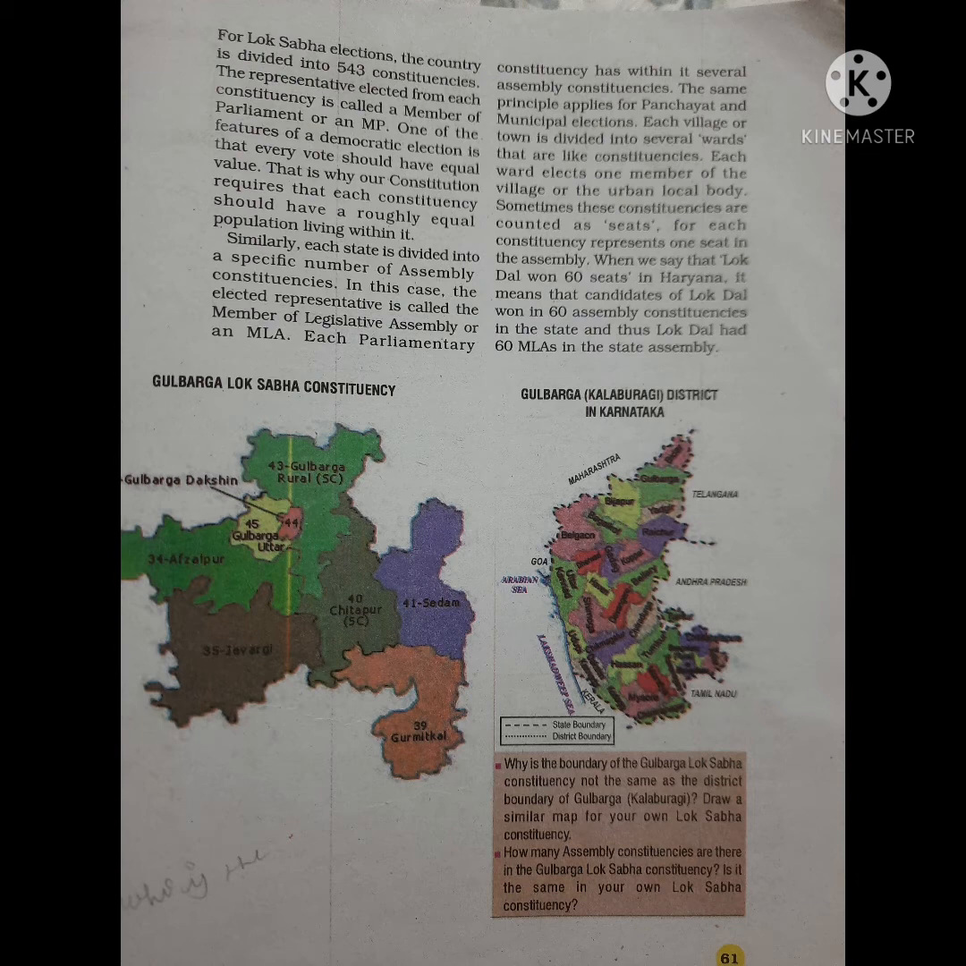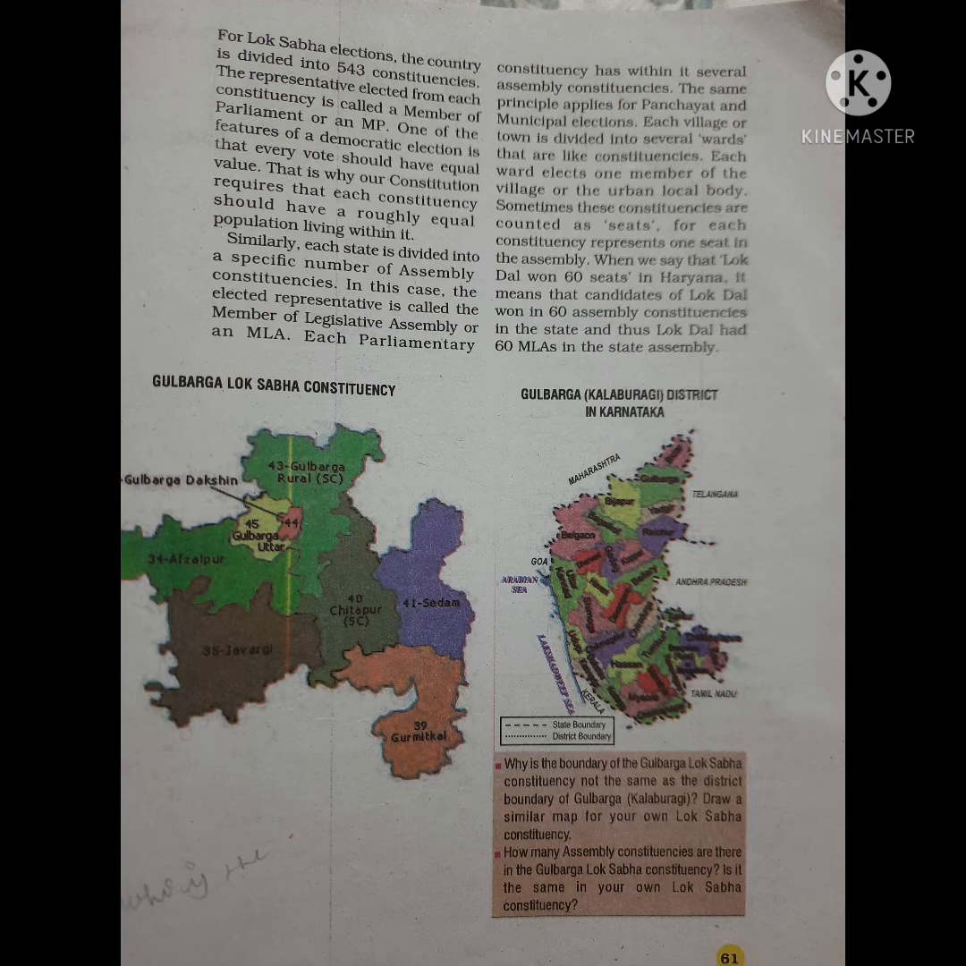The representative elected from each constituency is called a Member of Parliament or an MP, and similarly, each state is also divided into a specific number of assembly constituencies. In this case, the elected representative is called the Member of Legislative Assembly, or we call it MLA. Now, each parliamentary constituency has within itself several assembly constituencies. And the same principle also applies for panchayat and municipal elections.